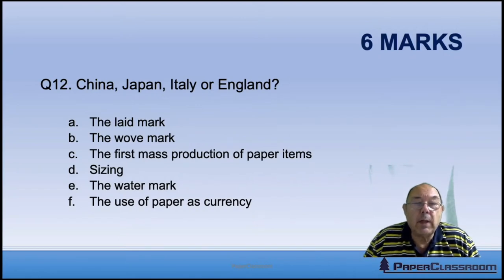Okay, now question 12 is a 6-part question. The answer to each of the 6 parts is either China, Japan, Italy or England. So 12A, which was the first country to make paper that displayed the laid mark? Was that China, Japan, Italy or England?